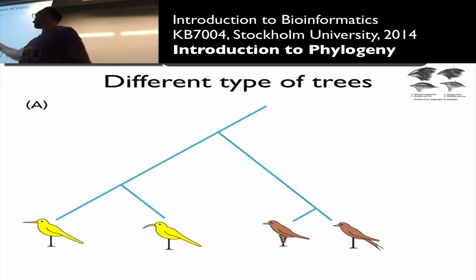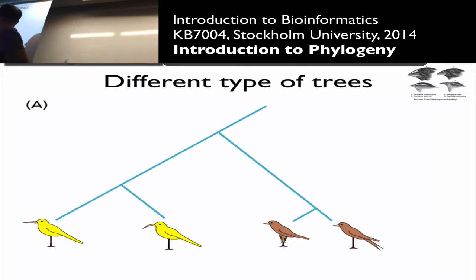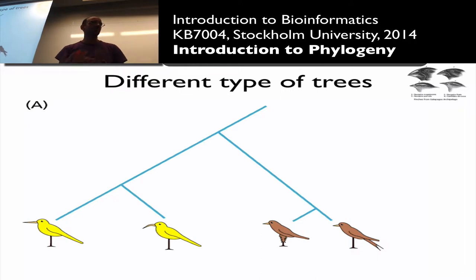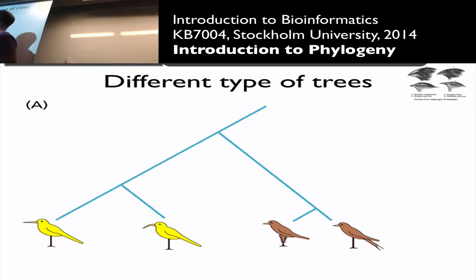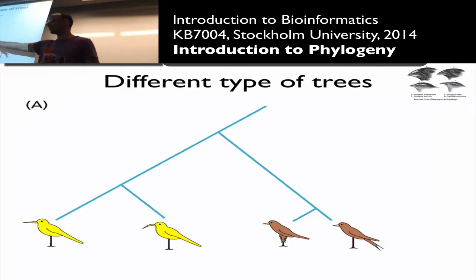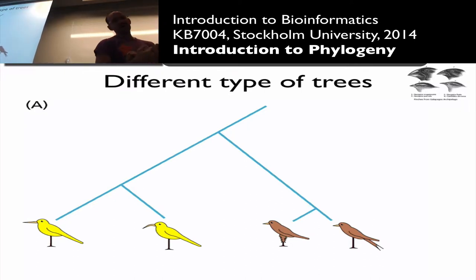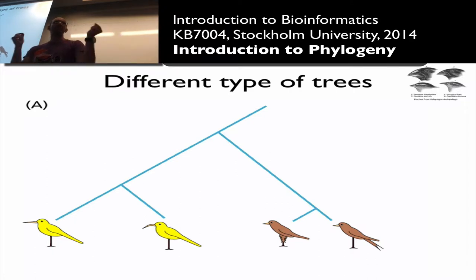So why do you put this here and not here? That would mean that ideally this would be some kind of measure of time or at least distance. So ideally you would say, okay, these two separated only 10 million years ago, and these 20, and these 60. So the length of the branches actually represents something. And of course for DNA or protein sequences, it's quite easy because we can get measures. We can say that this measure is 5 mutations, or 10 mutations, or 100 mutations.